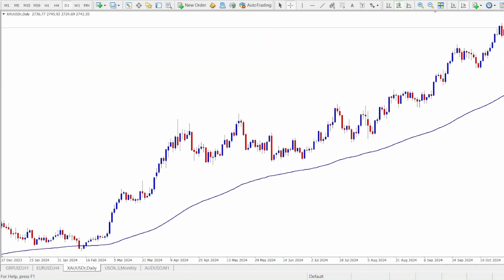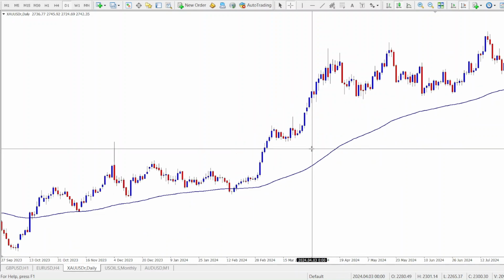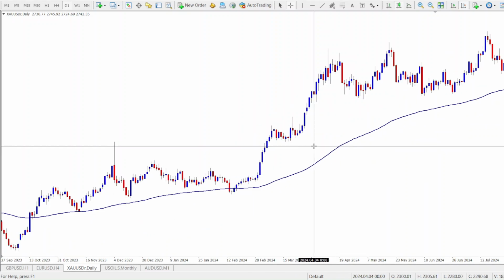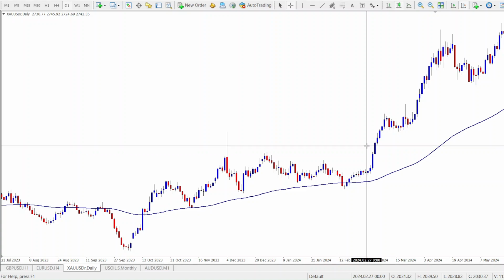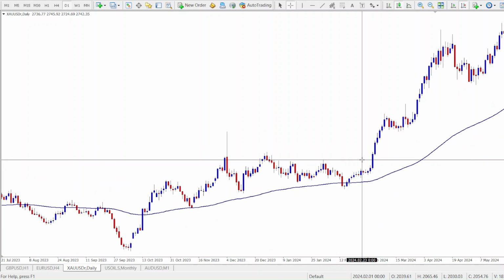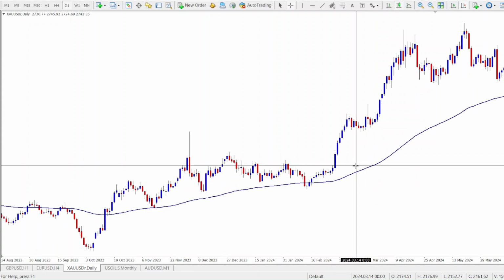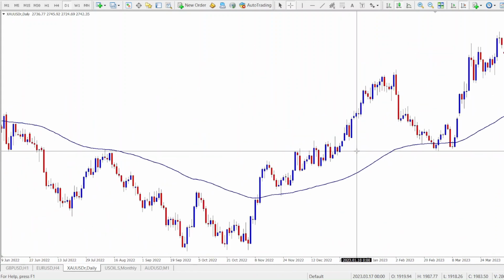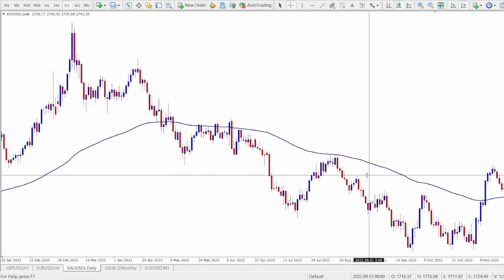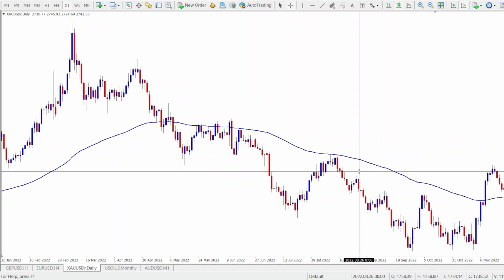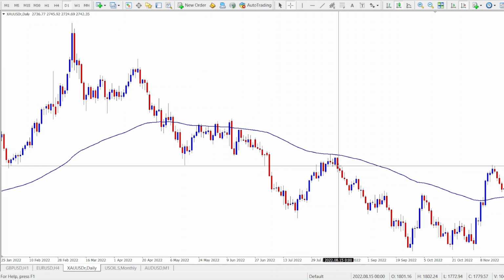Now let's get into the fun part. Using the moving average on your chart, irrespective of the time frame that you are working on, it's very easy to spot your signals. Basically, when the price is above the 100 MA, it generally indicates an uptrend. On the flip side, when the price is below the moving average, it signifies a downtrend. Pretty straightforward, right? But here's where the strategy really shines.